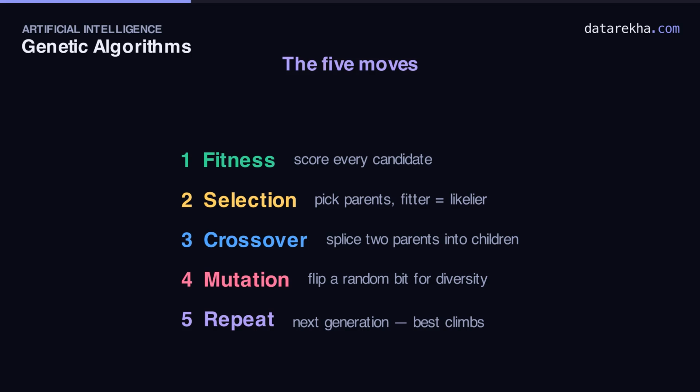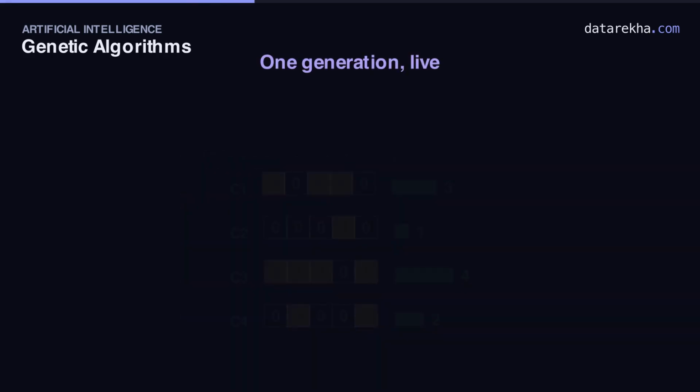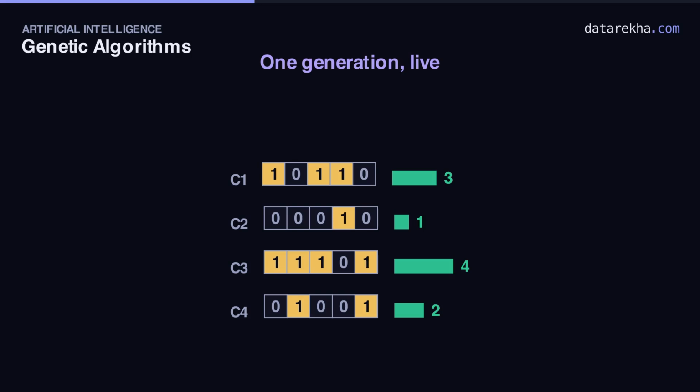Round after round, the population's best fitness climbs. Here is our population of 4, and the fitness rule is deliberately simple. Count the 1 bits. More ones, higher fitness. The green bar beside each string shows its score. Read them off. C1 has 3 ones, fitness 3. C2, just 1. C3 has 4 ones, our fittest so far, fitness 4. And C4, 2. The population's best right now is 4.